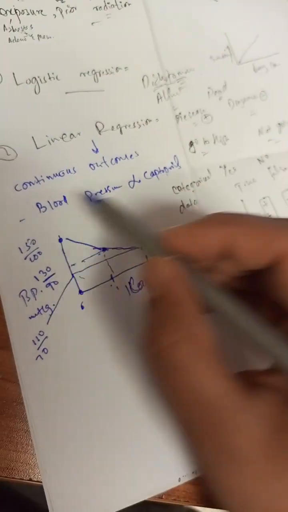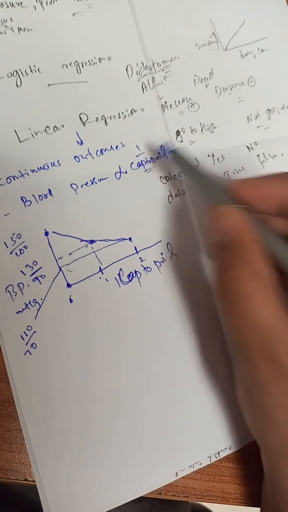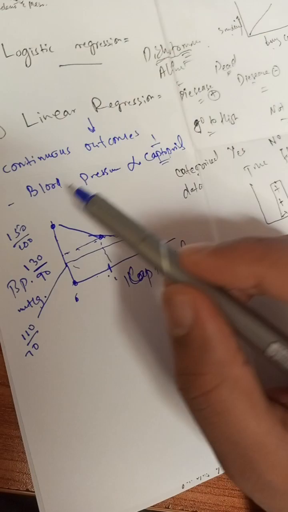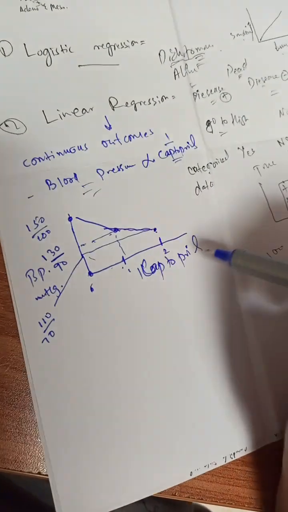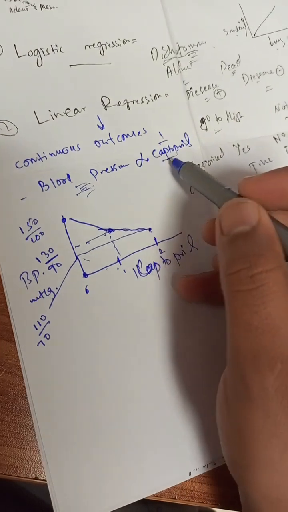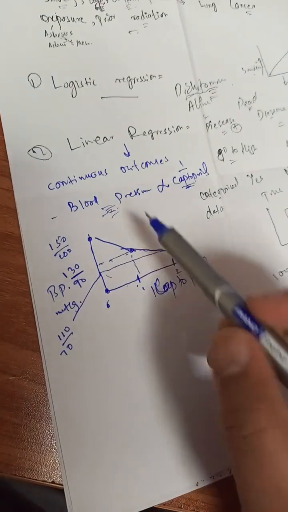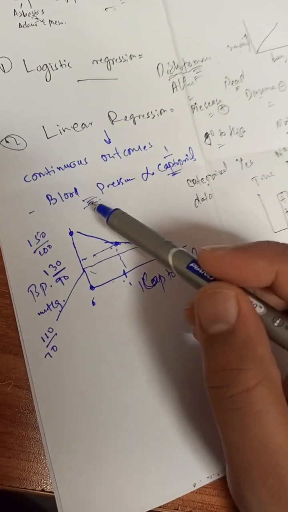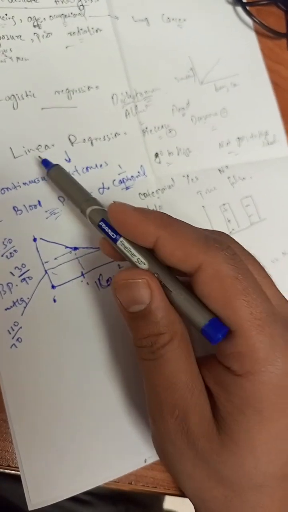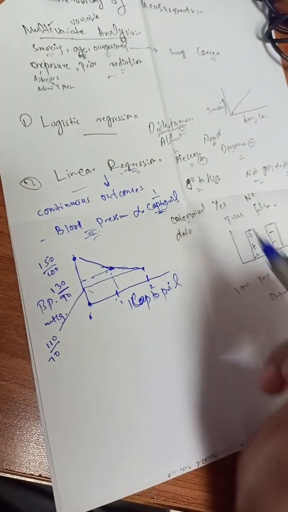The change in blood pressure is inversely proportional to the captopril, right? So if we increase the captopril, the blood pressure goes further down in a linear fashion. This is also continuous, and this is also continuous. So if the model has variables or outcomes in a continuous fashion, we will use the linear regression format.